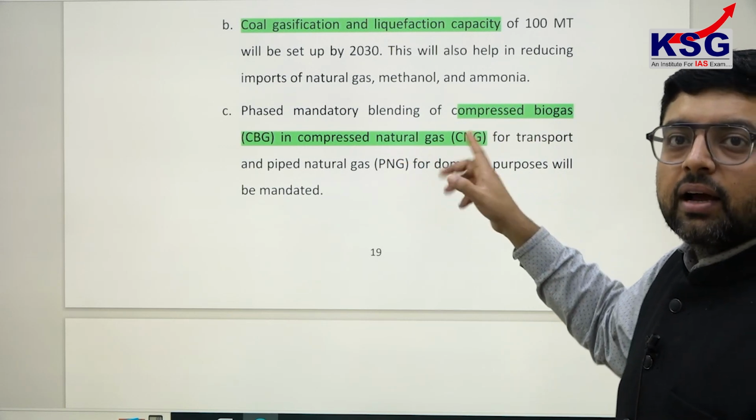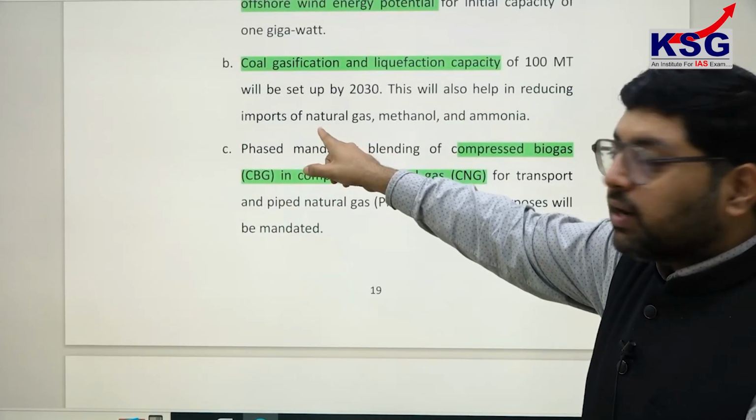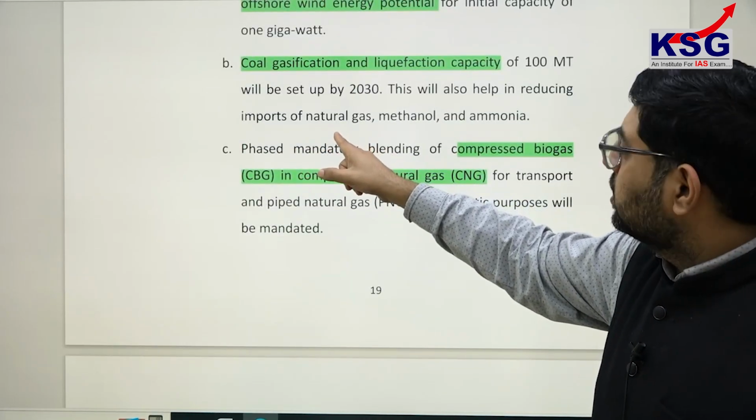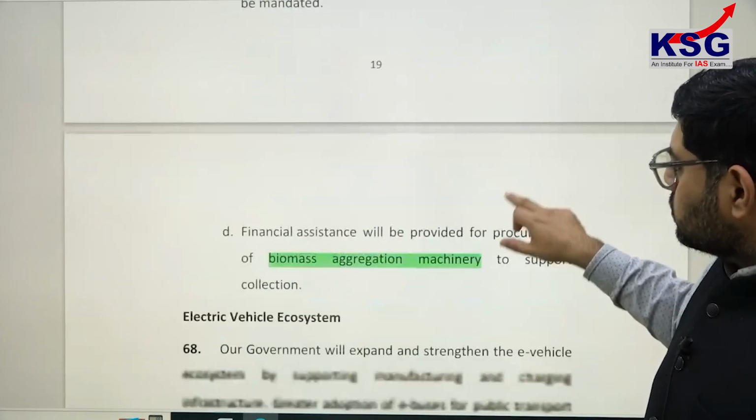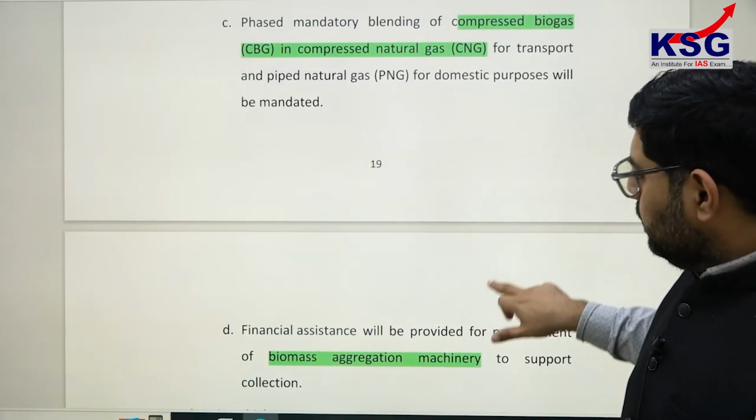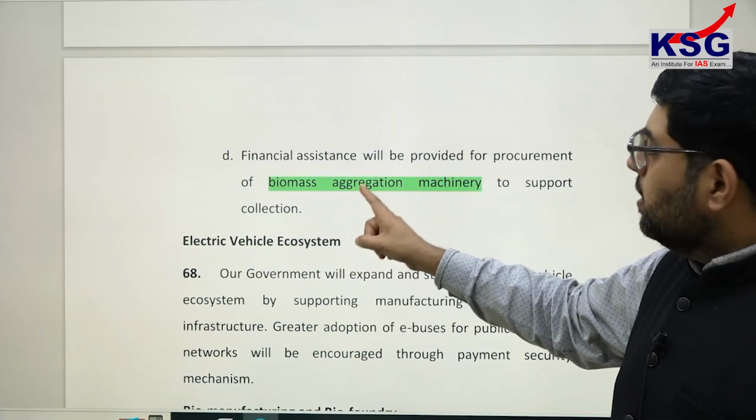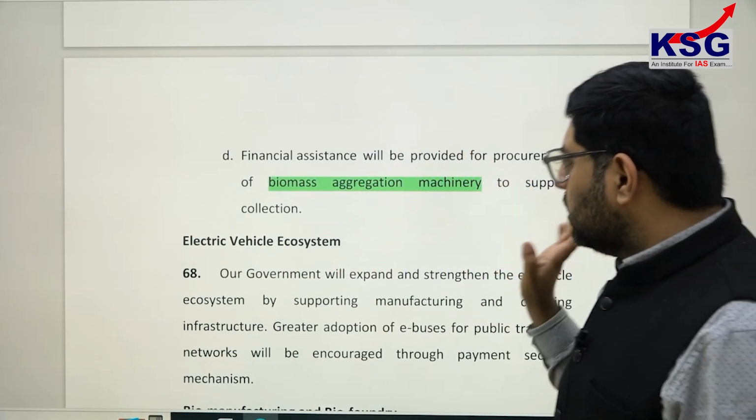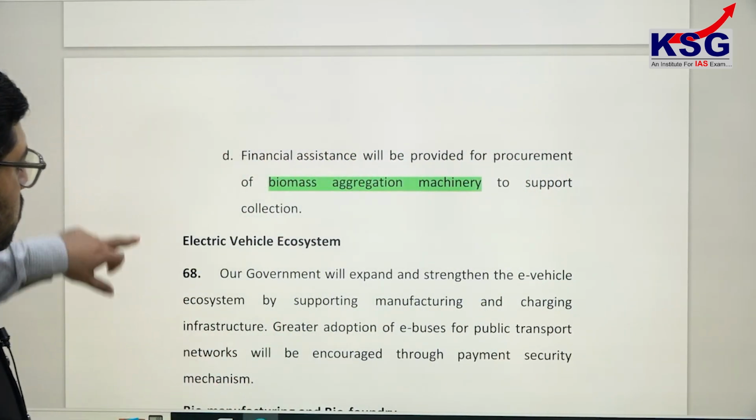So this is again a new thing. Here they have written that we are dependent on import of natural gas, so ultimately this will further reduce. So ultimately, a step toward energy security. Now financial assistance will be provided for the procurement of biomass aggregation machinery. So biomass aggregation machinery, this is also something you have to remember.